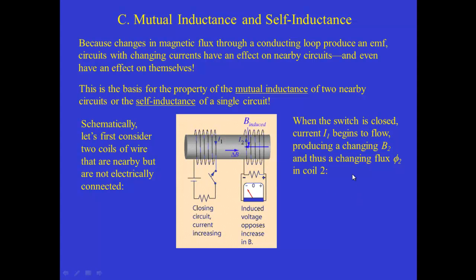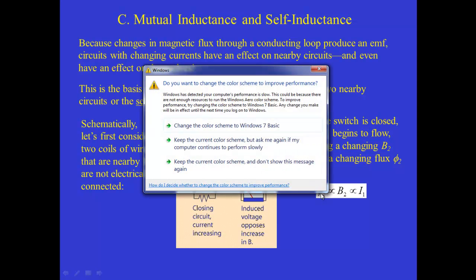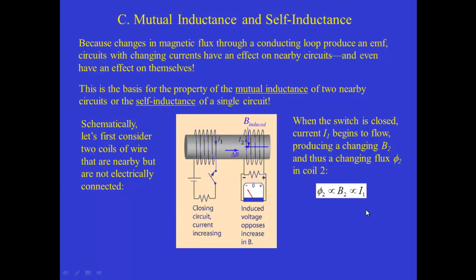And we can show the proportionality between these quantities as follows. We can say that the flux experienced in the middle of coil 2 is of course proportional to B2. To actually calculate that flux, we would have to do a complicated integral, but let's just be content for the moment with proportionality, so that we can see that phi 2 is proportional to B2, and B2 is proportional to I1, which was the current initially flowing through coil 1 that produced that magnetic field. And so we see that there's a proportionality between the flux phi 2 and the current that produced it, I1. And what we do is define a proportionality constant between those two that's called the mutual inductance.